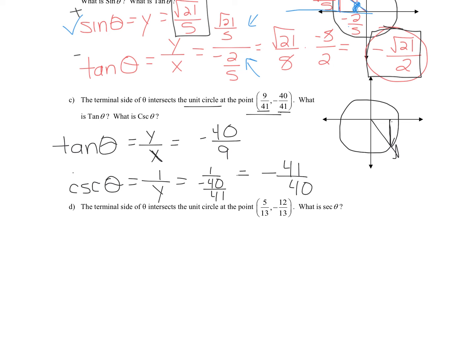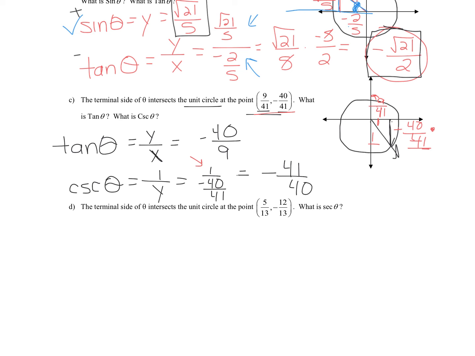So from here, if I label my picture, and this is the last one I'm going to label, from this point, x is 9 over 41, y is negative 40 over 41, and that's the hypotenuse. So for this one, here's my angle I'm working with. I can do opposite over adjacent, and we see those 41s would cancel. I would get negative 40 over 9. Cosecant of theta would be hypotenuse over opposite, which is the fraction that I see here.